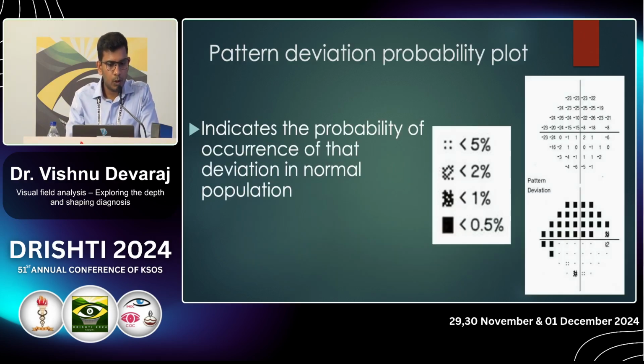So the pattern deviation probability plot shows the probability of occurrence of that deviation in the normal population. So this is what we basically use in glaucoma diagnosis.